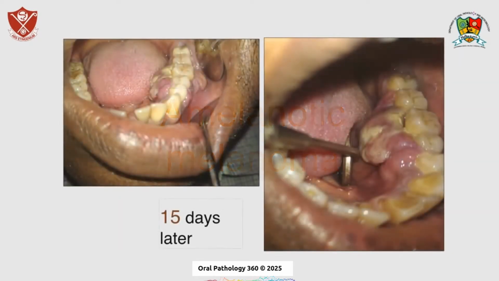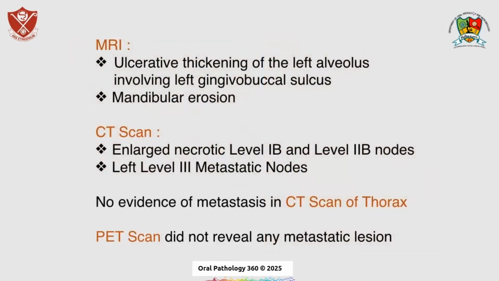When the patient reported 15 days after the incisional biopsy, the lesion had grown much. It had become multilobular, and a fulminating lesion was seen. So the patient was advised MRI, CT scan and PET scan to rule out any metastatic tumor. The MRI showed ulcerative thickening of the left alveolus involving the left gingivobuccal sulcus. There was no bone loss, only mandibular erosion was seen.